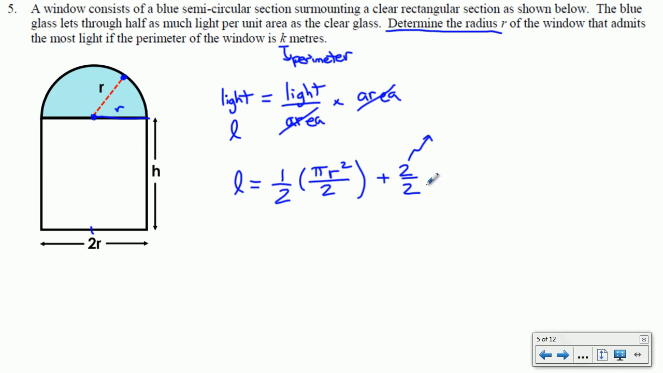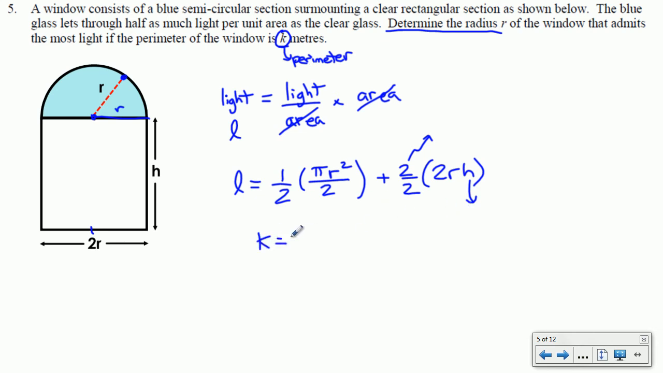So the light per unit area for the rectangle, we need to multiply by the area of the rectangle, which is 2rh. So this is the quantity that I need to maximize. I have an equation in terms of r, but I also have an equation in terms of h. So it might be nice if we can get everything in terms of either r or h. So we need more information. And we can use the perimeter maybe to see what we can do about replacing r or h.